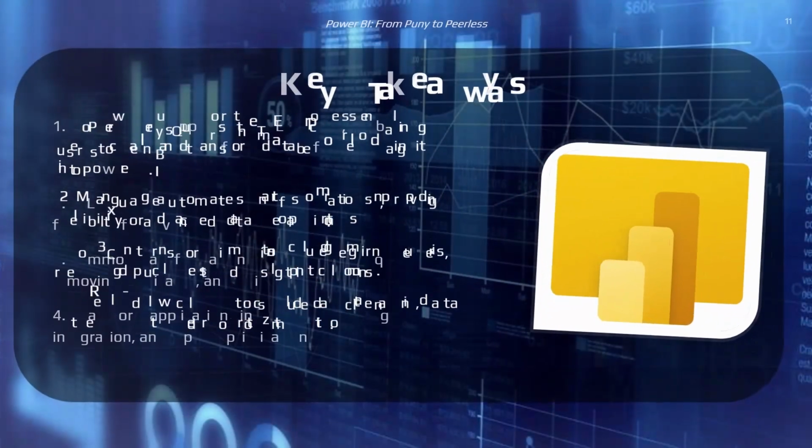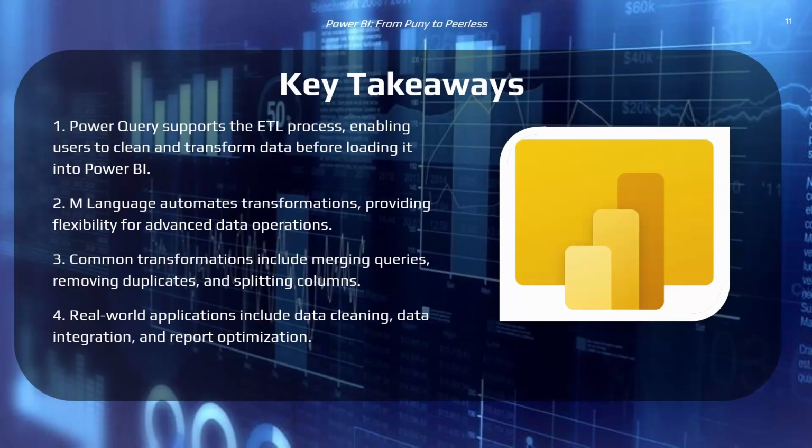Here are some key takeaways from this module. First, Power Query supports the ETL process, enabling users to clean and transform data before loading it into Power BI. Second, M language automates transformations, providing flexibility for advanced data operations. Third, common transformations include merging queries, removing duplicates, and splitting columns. And finally, real-world applications include data cleaning, data integration, and report optimization.